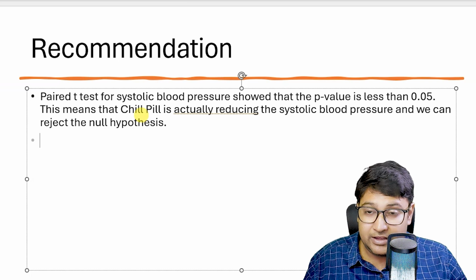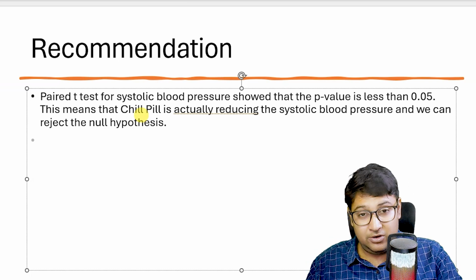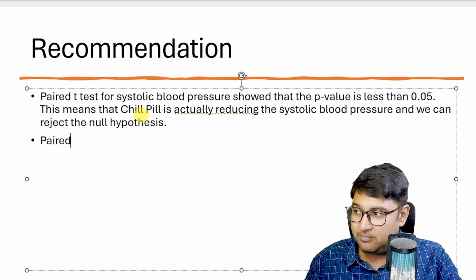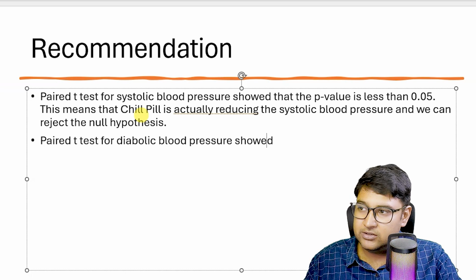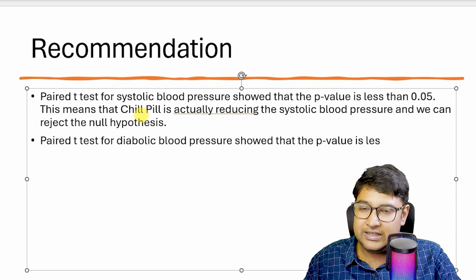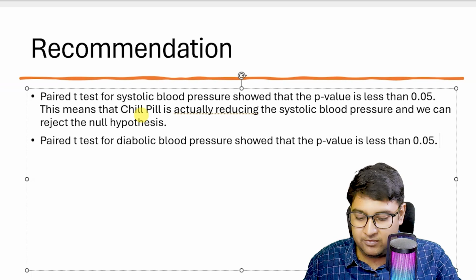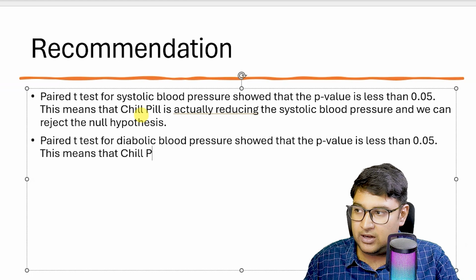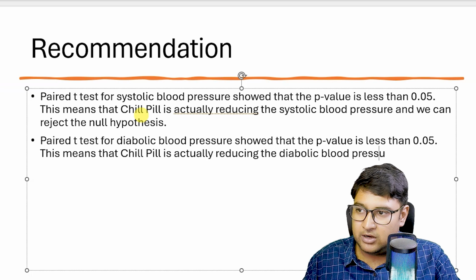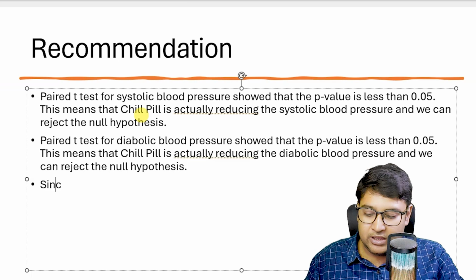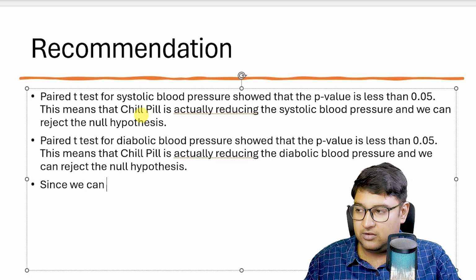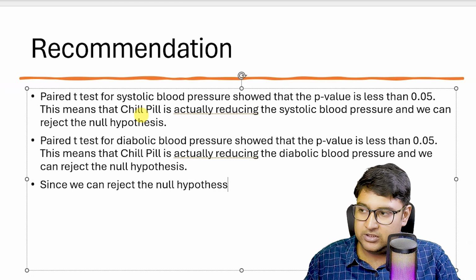Okay, similarly, what about the diastolic blood pressure? We have seen the p-value is still low, so I can write that the paired t-test for diastolic blood pressure showed that the p-value is less than 0.05. This means that Chill Pill is actually reducing the diastolic blood pressure, and we can reject the null hypothesis. Okay, since we can reject the null hypothesis in both cases.